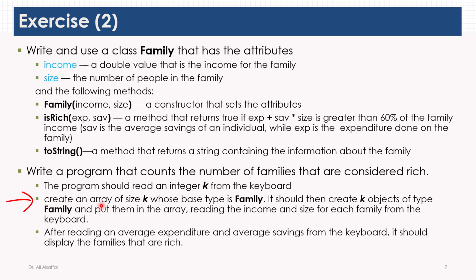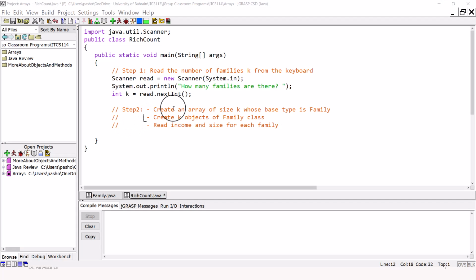The first part is to create an array of size k whose base type is family. In part 2, we should create k objects of type family and put them in the array. And part 3 is reading the income and size for each family from the keyboard. Let us implement step 2. So here are the parts of step 2.